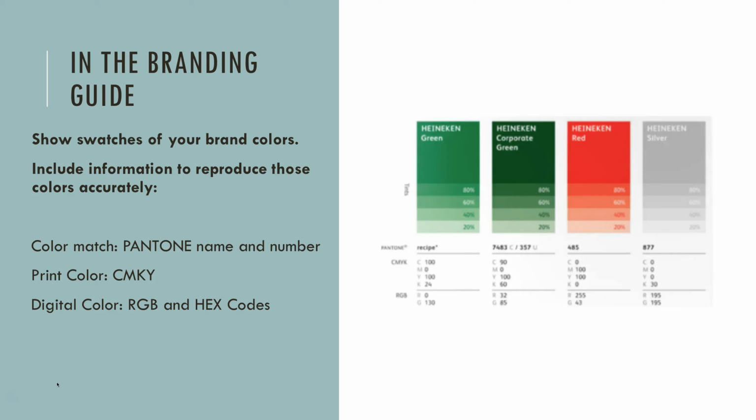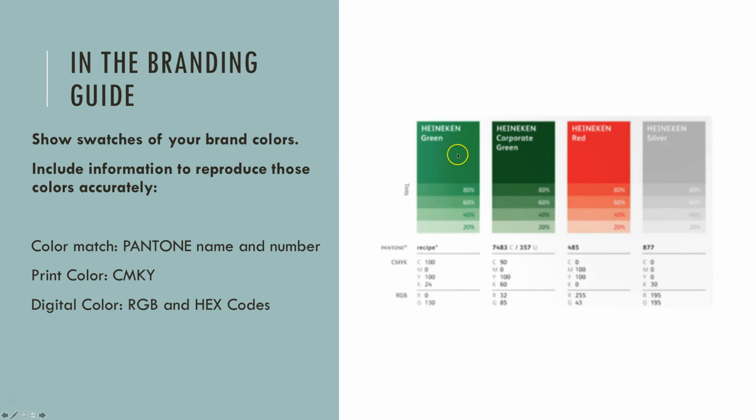In your branding guide, you need to show swatches of your brand colors and include detailed information on how they can be reproduced in various formats. The Pantone color, which we know is a color matching system, needs to be listed. So you can see the Pantone swatches over here. This is Heineken. They're corporate green, red, and silver. They also show you acceptable tints of what they look like, from 80% down to 20%.